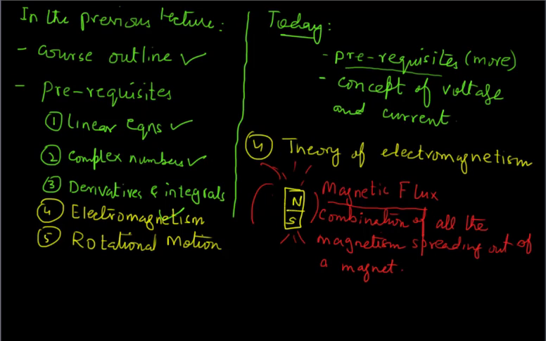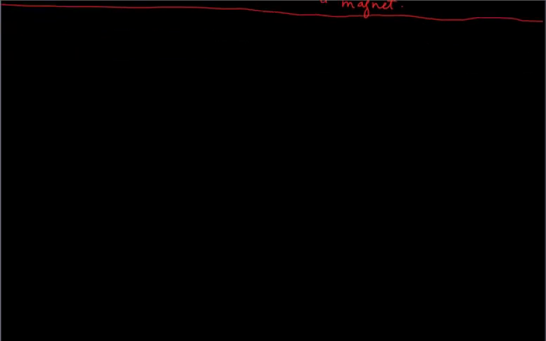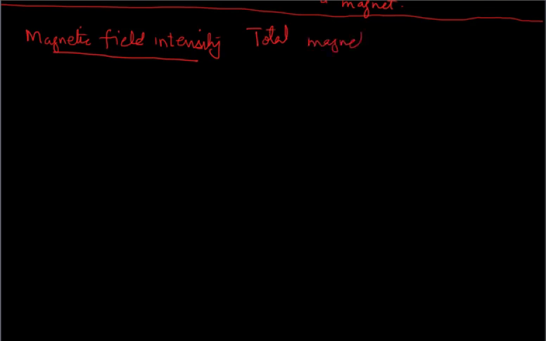Now, the second concept in this regard, let me go to the next section. The second concept in this regard is magnetic field intensity. What is magnetic field intensity? Well, it's kind of the same thing as the magnetic flux, slightly different, but it's kind of the same thing. So, total magnetic energy in a magnet, the total magnetic energy stored in a magnet.